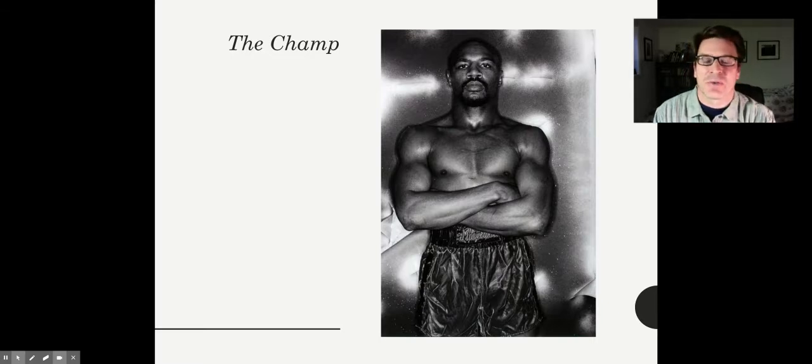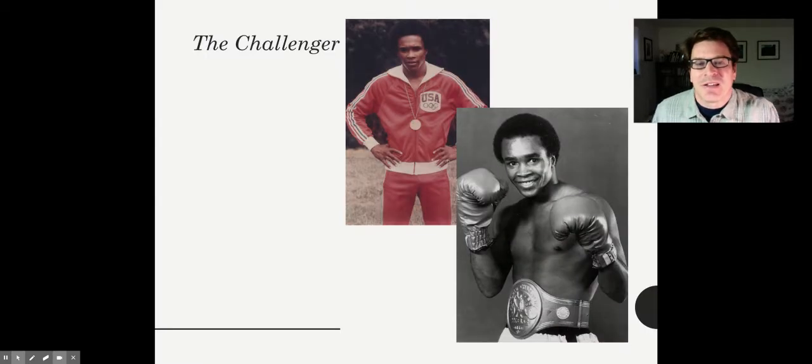This is not Sugar Ray Leonard. In fact, this is a guy named Marvelous Marvin Hagler. And as you can see, he's a big, intimidating figure. He looks like he's built out of stone, and a serious guy. And he was the champ of the middleweight division, I think, for a long time in the 90s and maybe even in the 80s. The guy that he fought for the championship is this guy.